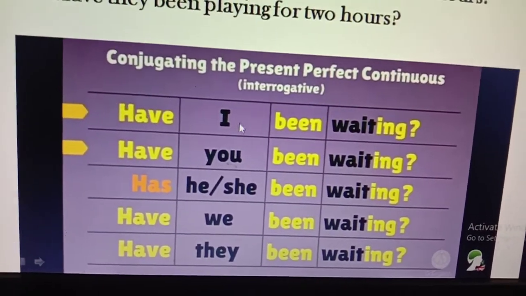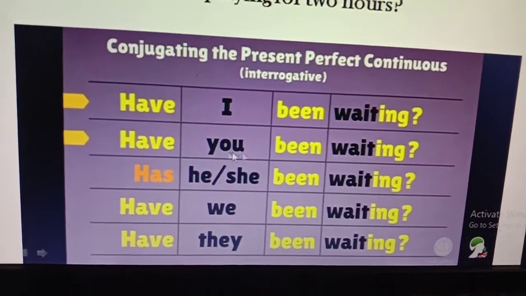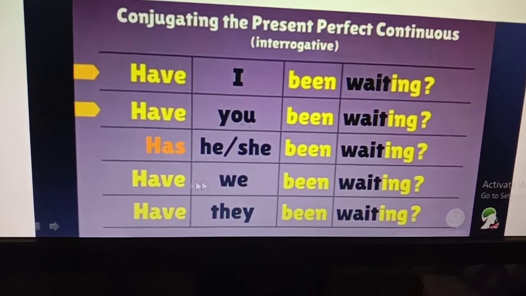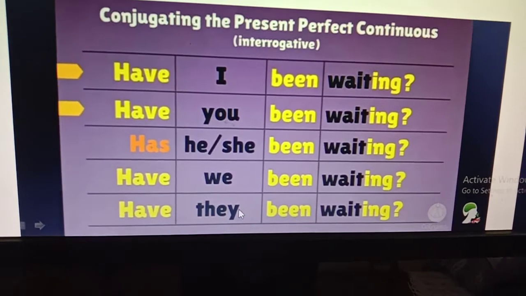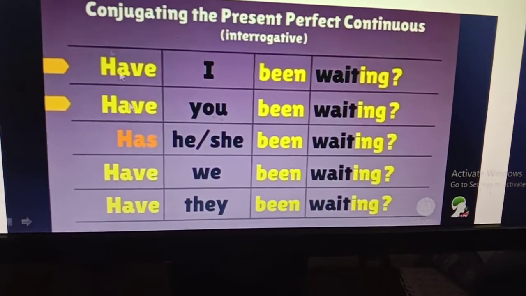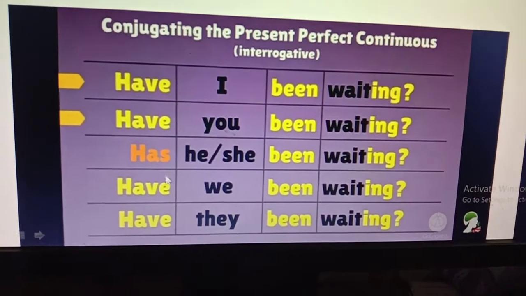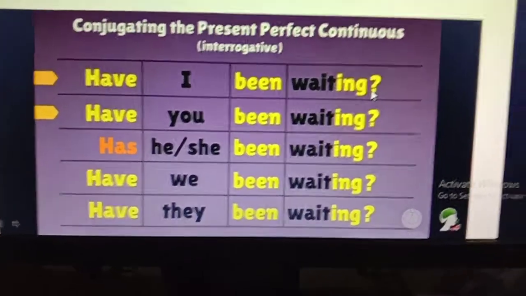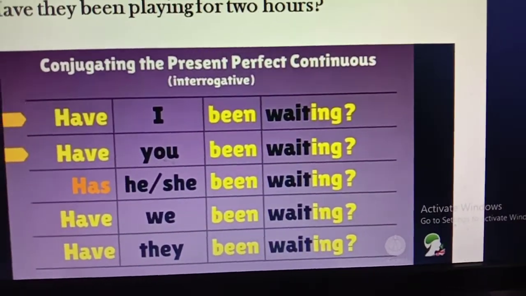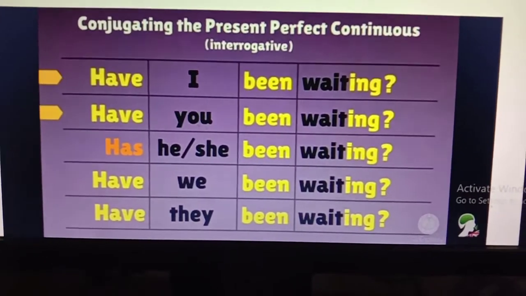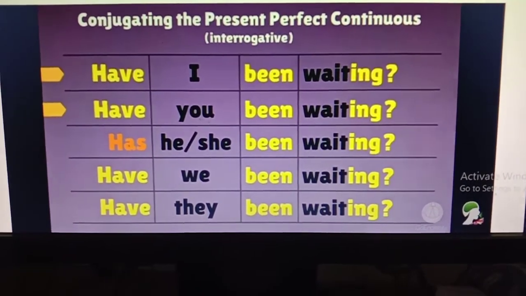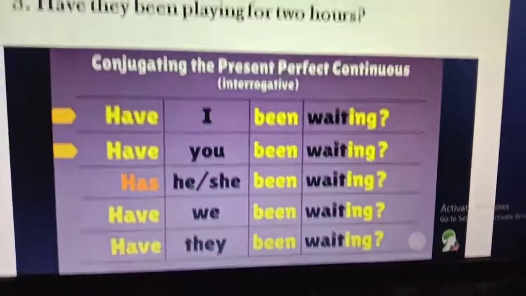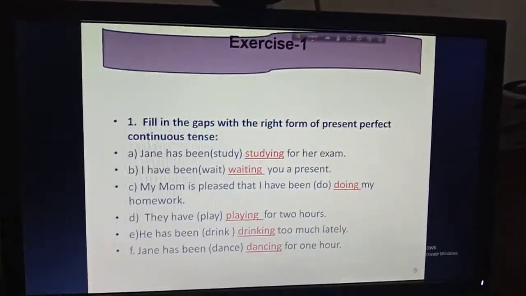Here, have I been waiting? Have you been waiting? Has he or she been waiting? Then have we been waiting? Then have they been waiting? According to the subject, you have to use have or has at the beginning of the sentence. Then been, then verb plus ing. Boys, you know that when we are going to do any continuous form, you always have to use verb plus ing. This is very simple. You just have to add ing with the verb. Okay, so we are going for the next one, that is your exercise.